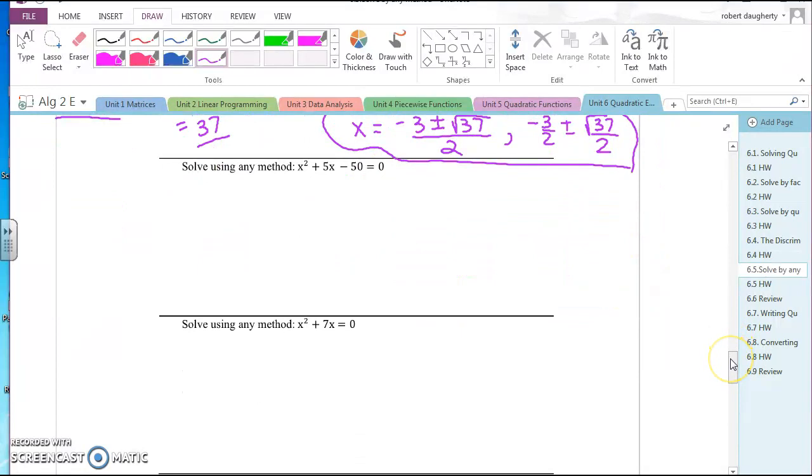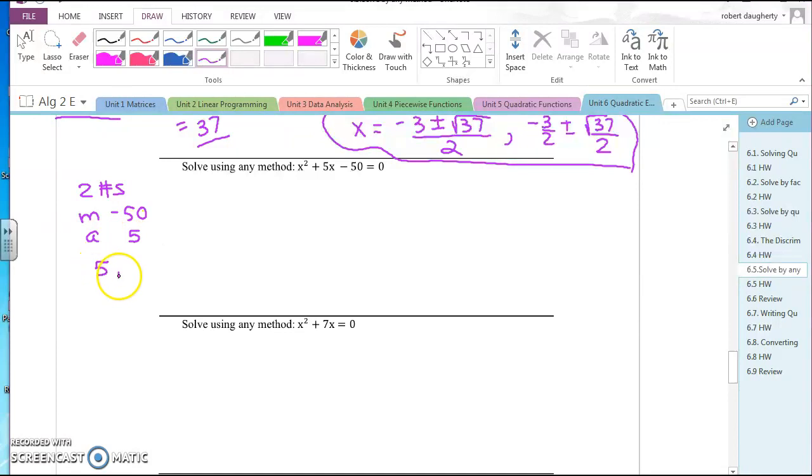Solve by any method. So here again, I want to see if it factors first. Well, are there things that multiply to give me 50 and add to give me a 5? Well, maybe a 10 and 5. So I need two numbers that multiply to negative 50 and add to give me a 5.